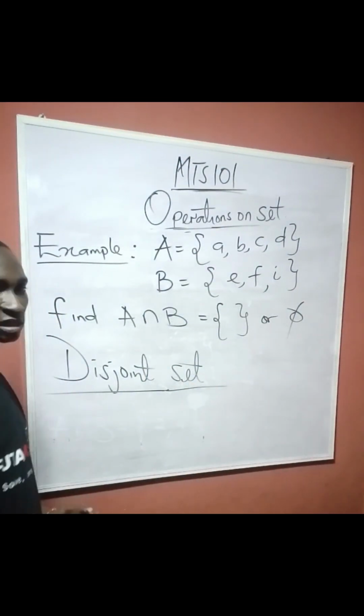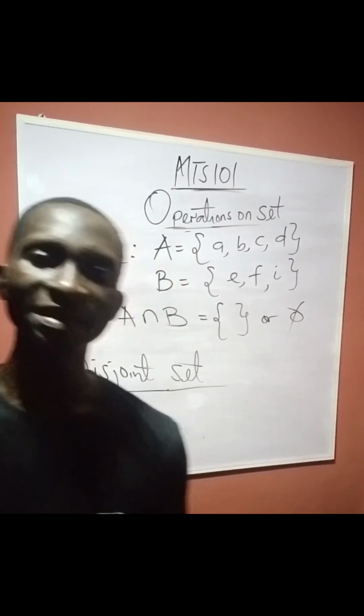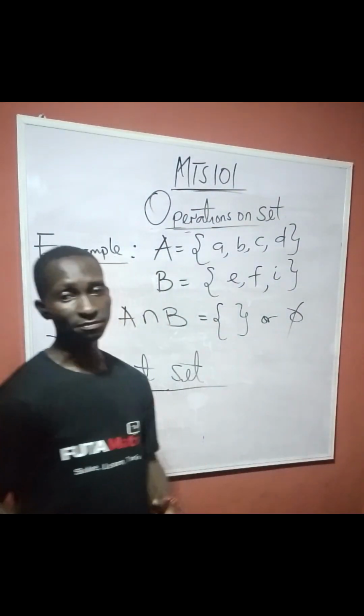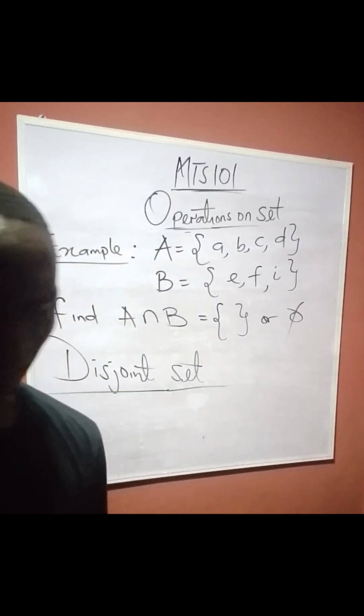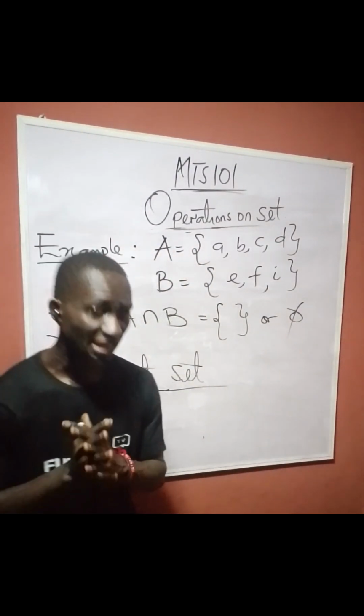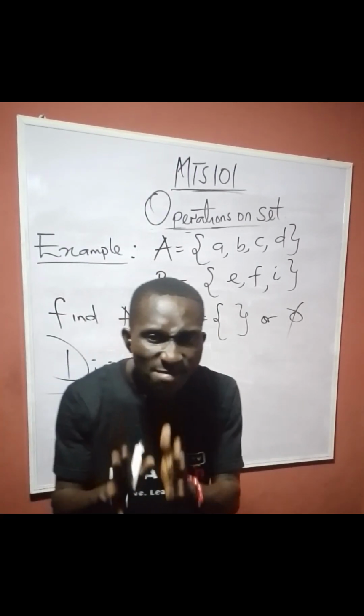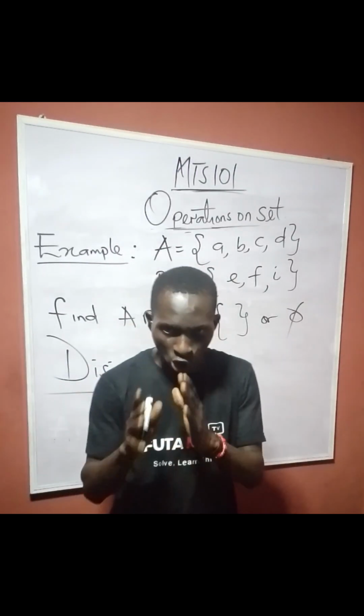Disjoint sets are sets whose intersection is an empty set. Do you get that now? That's what we mean by a disjoint set. Now the next thing we want to move to is complement of a set.